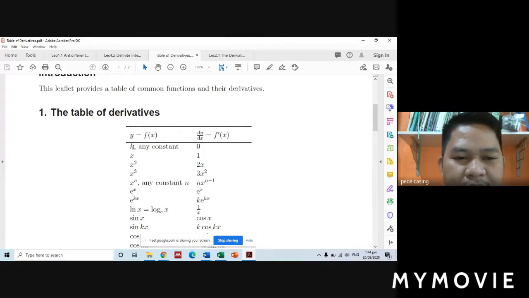K means any number. It can be 1, 2, or 3. For example, y equals 3. If you are going to find the derivative of that 3, the answer is always equal to 0. So for any constant number without a variable, the derivative is 0. What if the given is the variable x? To find the derivative, remember that before the x, there is an understood numerical coefficient of 1. Isn't it that there is a 1 there before the x? So automatically, the derivative is equal to 1. So this is our table of derivatives.